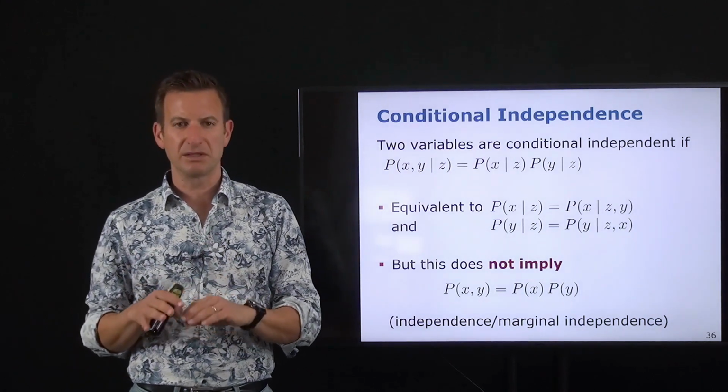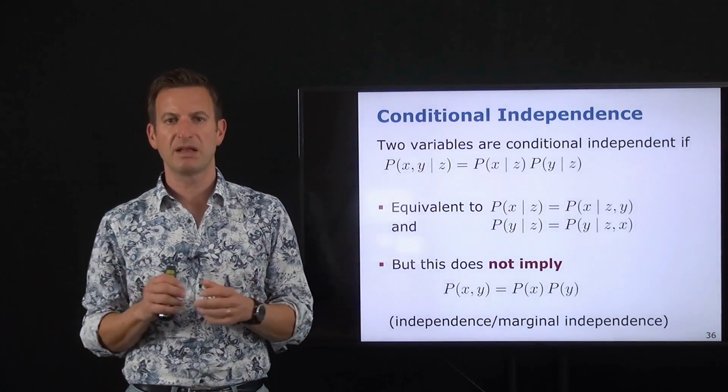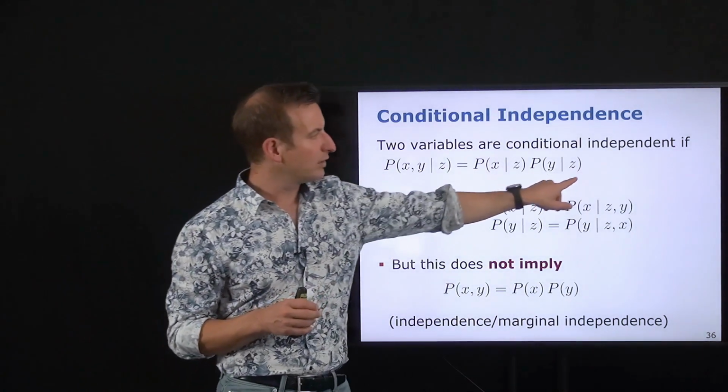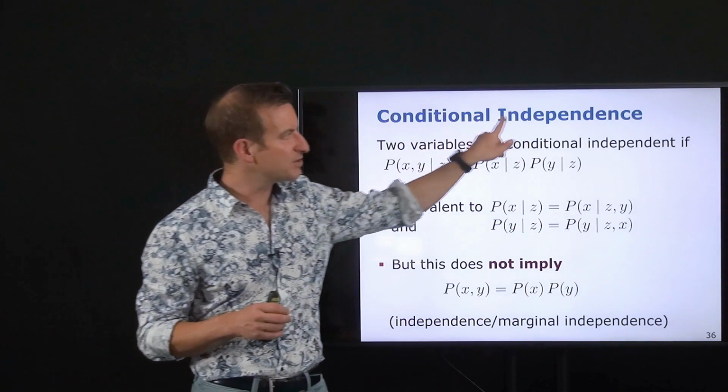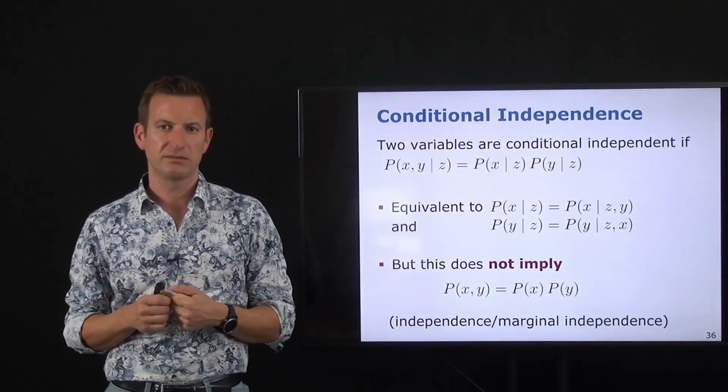If z is not available, I can't say anything about them. Maybe they are, maybe they are not, but it doesn't imply it. So this is what we call a conditional independence. It's conditioned on the fact that we know z. Okay?